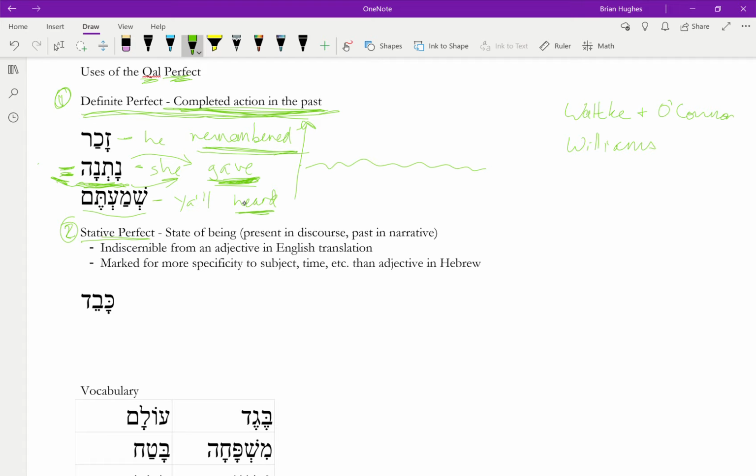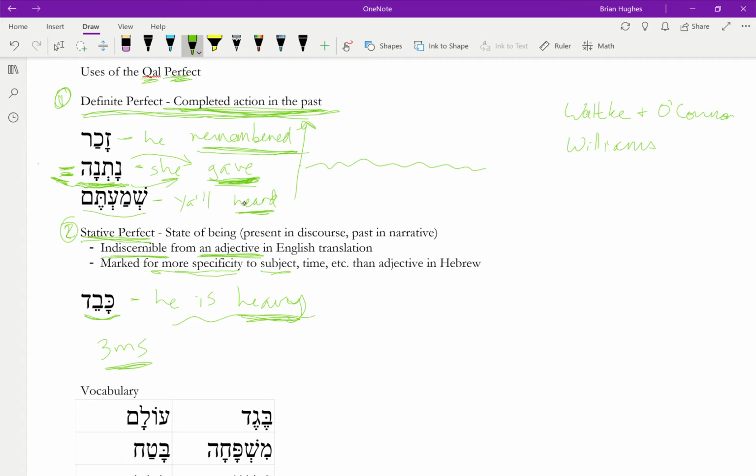The second use is the stative perfect. It's talking about a state of being. And the way we will translate it in English is it looks just like an adjective. So this is he is heavy. Well, in English, this is an adjectival phrase. We're describing him. So in English, it's indiscernible from an adjective, but in Hebrew, what we have here is a verb. So it's marked for more specificity to the subject. So this is third masculine singular.